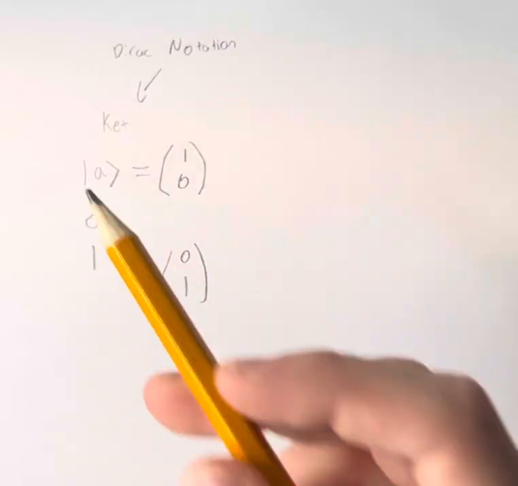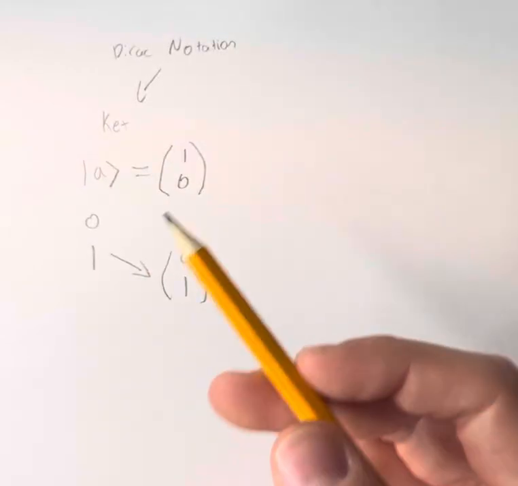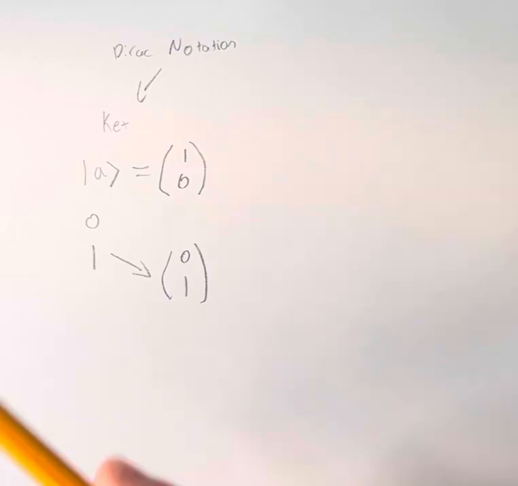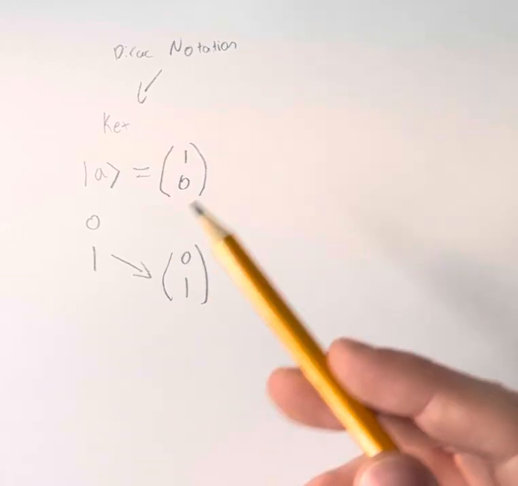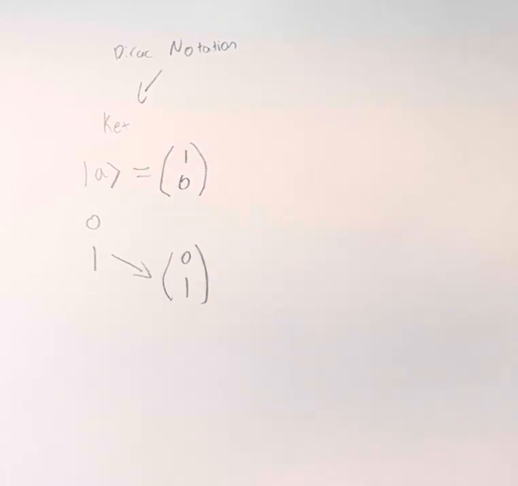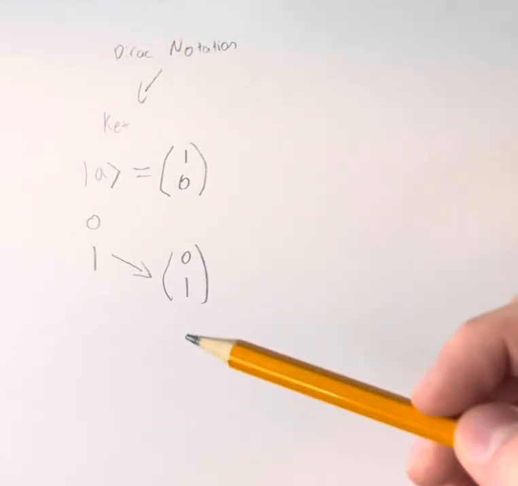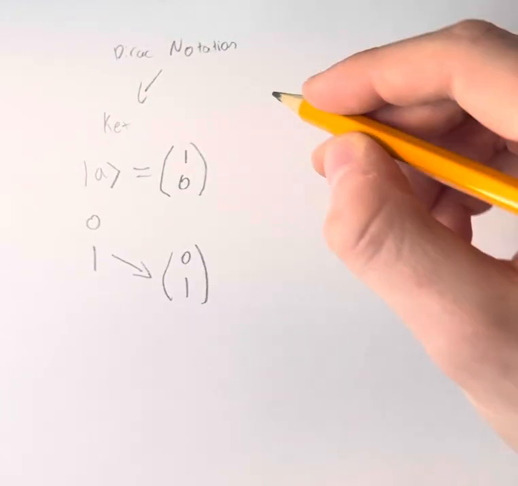So kets are always column vectors that represent a state of a system, and that system can be any sort of thing. Just in this case, it's a bit that can either be 0 or 1. If you have a dice that has 6 elements to the vector, and let's say it landed on 4, it would be the 4th element down of that vector.